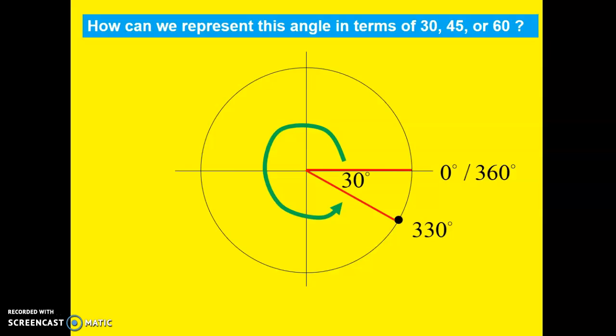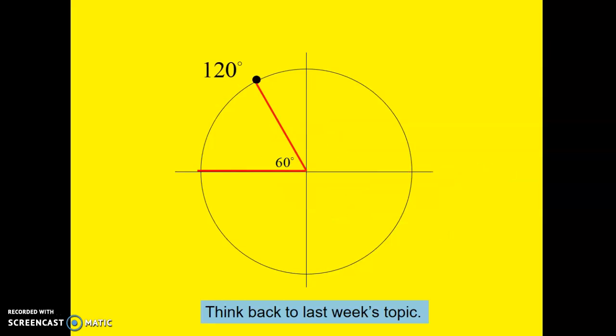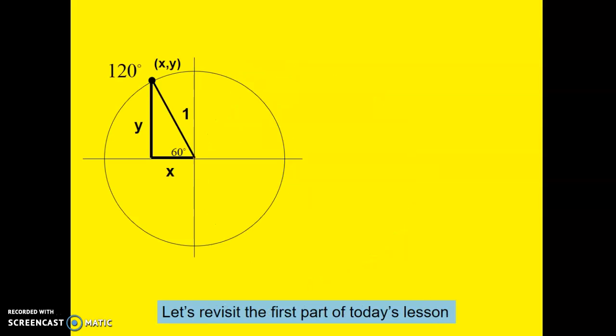If you think back to a couple weeks ago, we were doing the 30, 60, 90 triangles. We have our x value, and we have our y value, which makes up our point x comma y, for 60 degrees. Our 1 is going to be the distance from the center to the outside edge of the circle, which is our radius. And since it's the unit circle, all the radii are equal to 1.